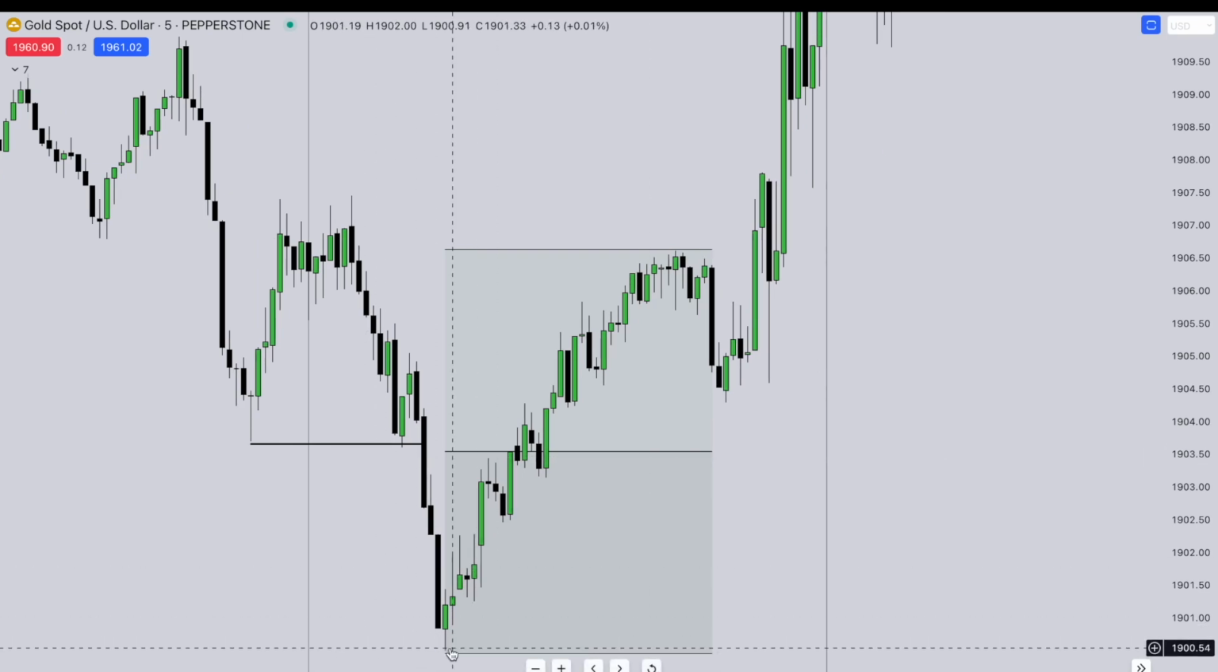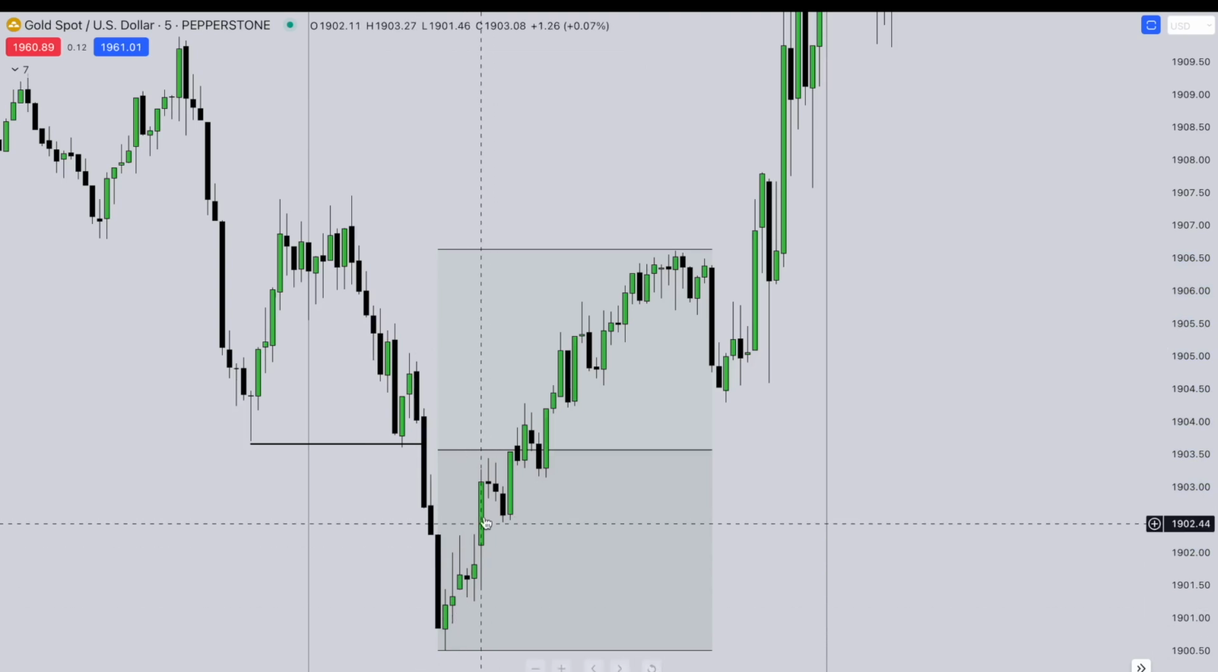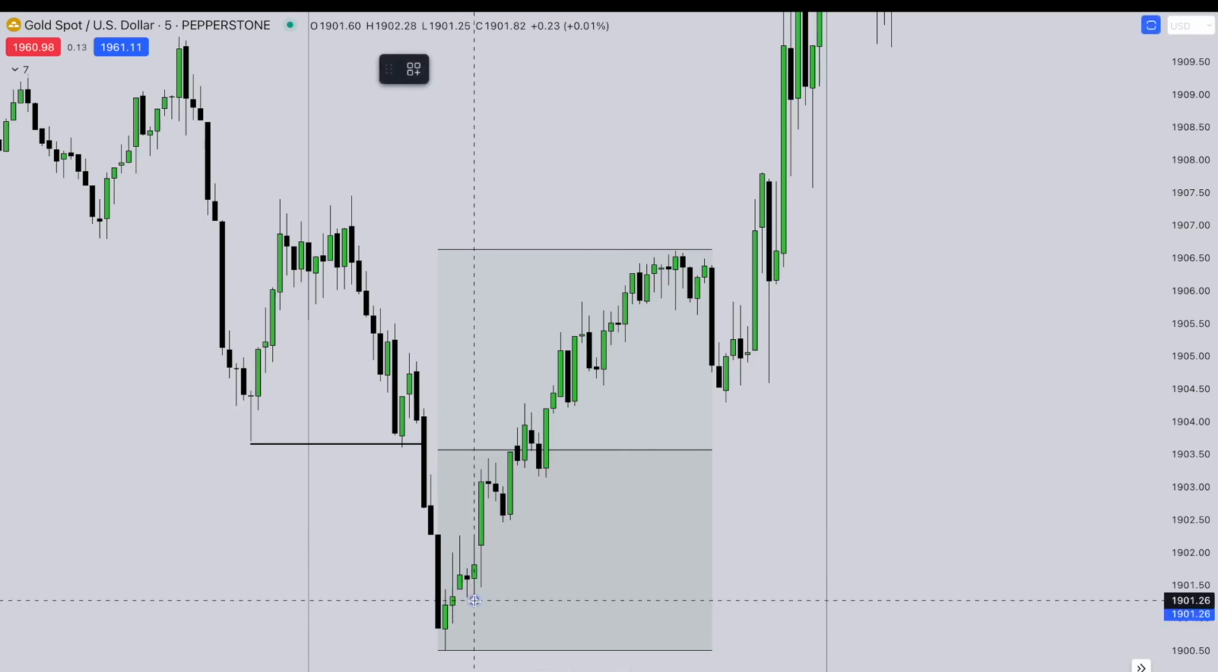Now you see, even though I have this dealing range, listen carefully, look closely. Even though I have this dealing range, now look at this. See this here? Volume imbalance reaction. That's a child dealing range here.